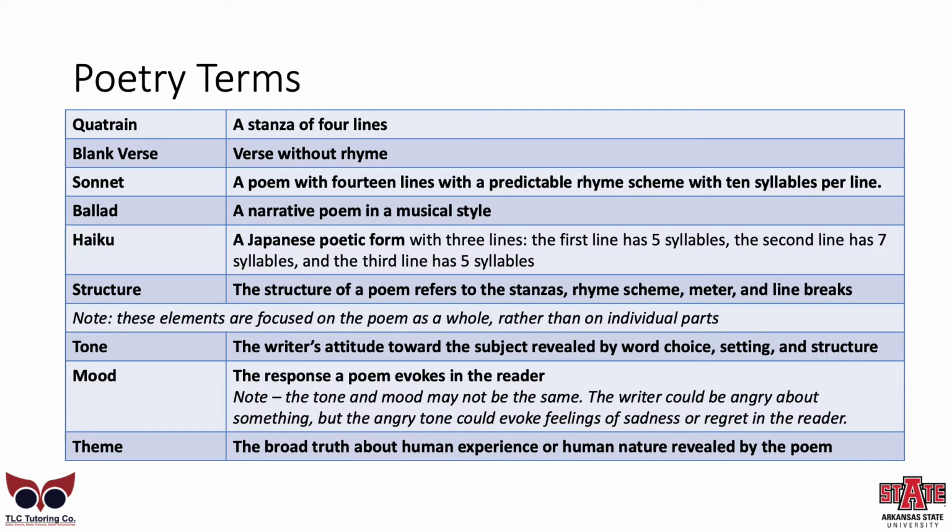Mood is the response that the poem evokes in the reader. Note that the tone and the mood may not be the same. The writer could be angry, but the angry tone could evoke feelings of sadness or regret in the reader. Theme is the broader truth about human nature that is revealed by the poem. Remember that theme will usually be written as a thematic statement rather than as a single word that describes the topic.